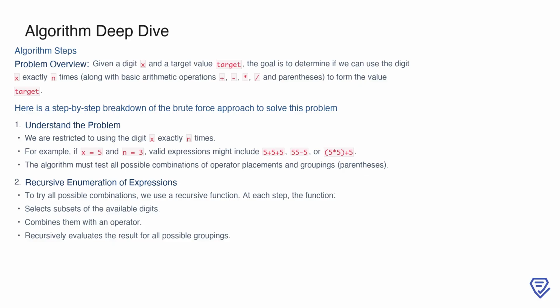The challenge lies in systematically testing all possible combinations of operator placements and groupings to see if the target can be reached. To do this, we use a brute force approach that recursively enumerates all possible expressions. At each step, the recursive function selects subsets of the available digits, applies one of the operators, and evaluates the results for all possible groupings. This approach ensures that every valid combination is considered, though it can be computationally expensive without optimization.